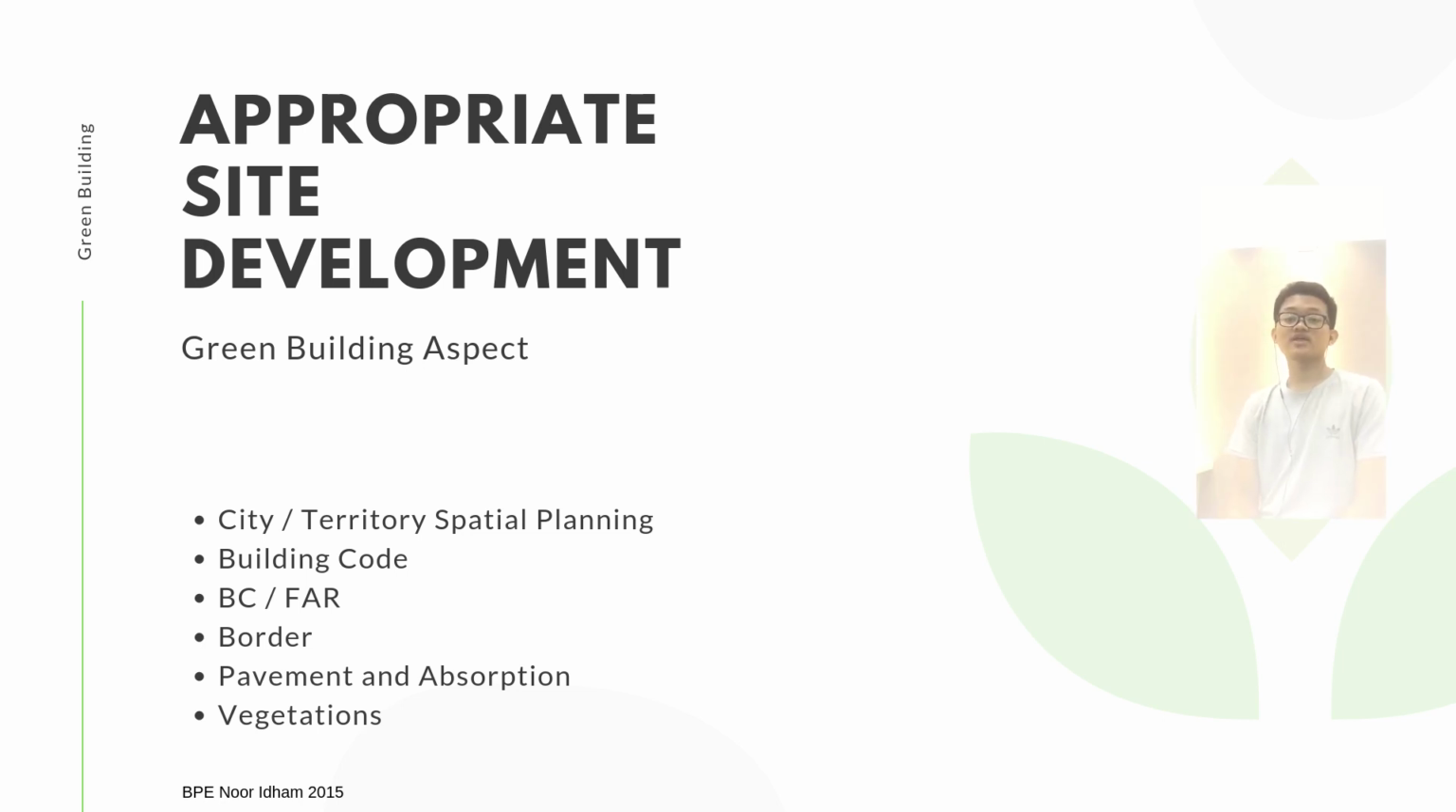It has 6 points. Firstly is city or territory spatial planning. It takes care of human behavior, human activities inside the city. Whether it will be good or not depends on the city planning, right? And then building code, BC or FAR. FAR is floor area ratio. And then border, pavement, and absorption, because of water, flood, and such, we need to take care of that. So we need absorption in some critical locations. And then vegetation also, this is important, right?